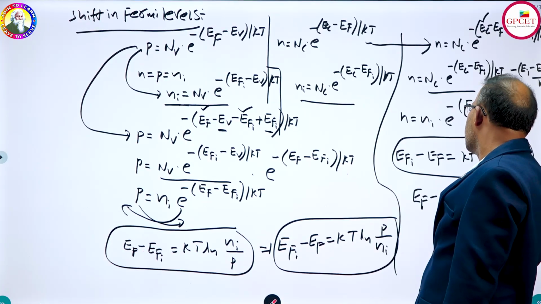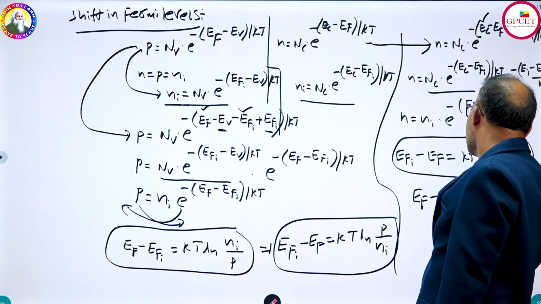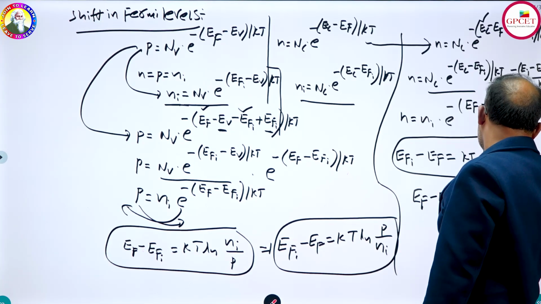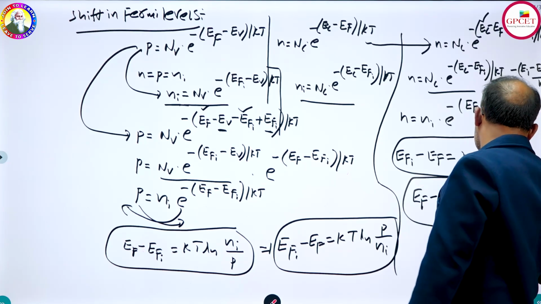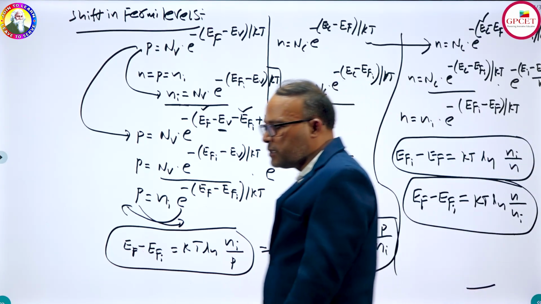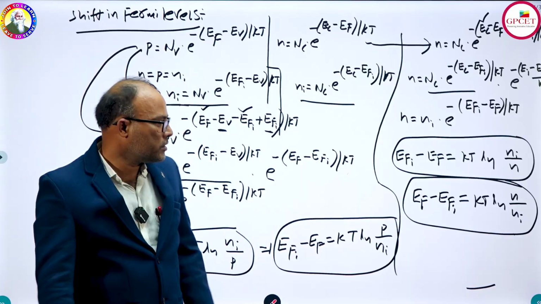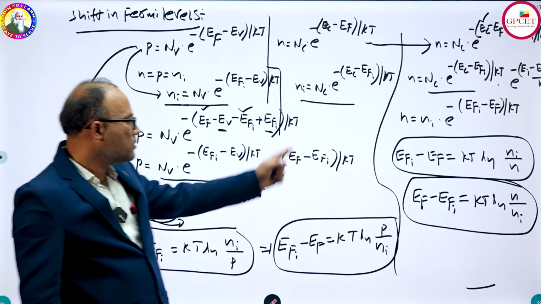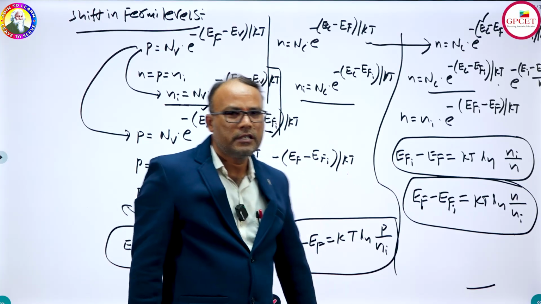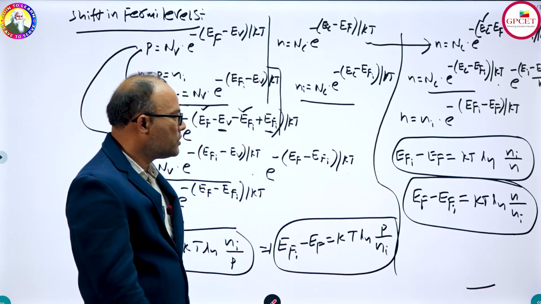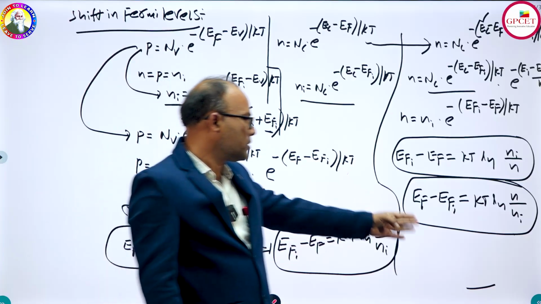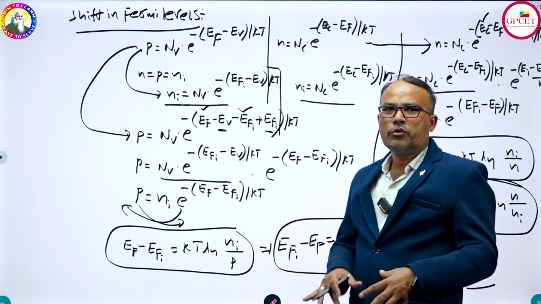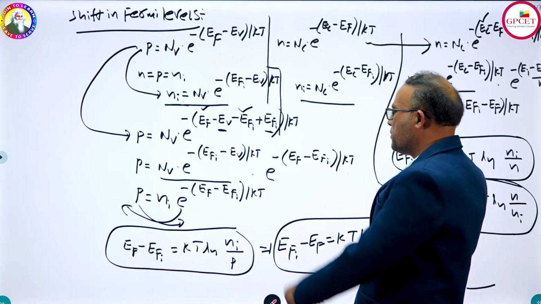or EF minus EFi is equal to kT ln n divided by ni. So these are the most important expressions where the shift in the Fermi level happens in p-type and also in n-type semiconductor. If you want to find those shifts in the Fermi levels, you can use these expressions. Okay. Now let us go through some important questions that have been asked in previous examinations.